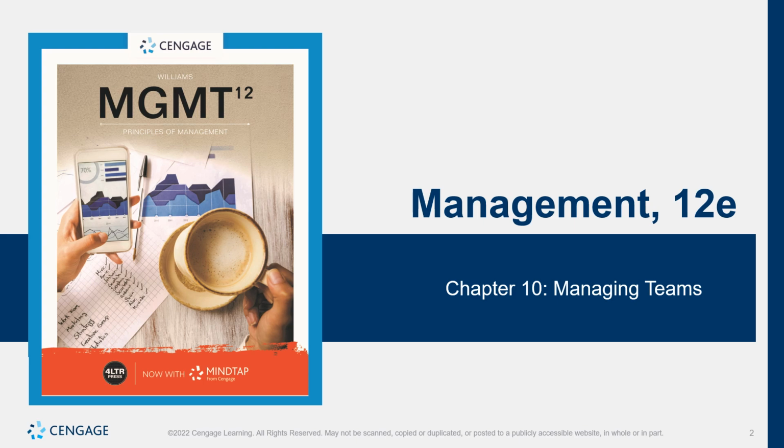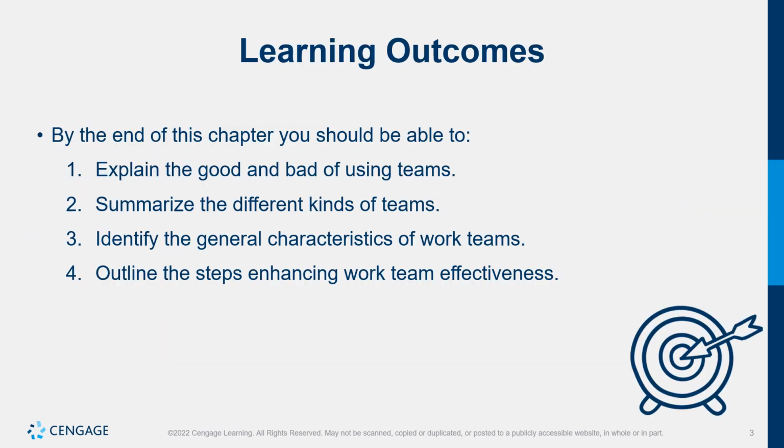This lecture is covering Chapter 10, Managing Teams. The learning outcomes include: explain the good and the bad of using teams, summarize the different kinds of teams, identify the general characteristics of work teams, and outline the steps for enhancing work team effectiveness.